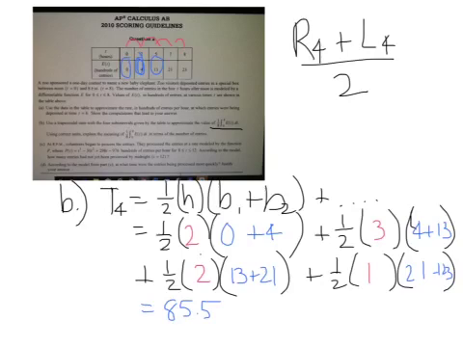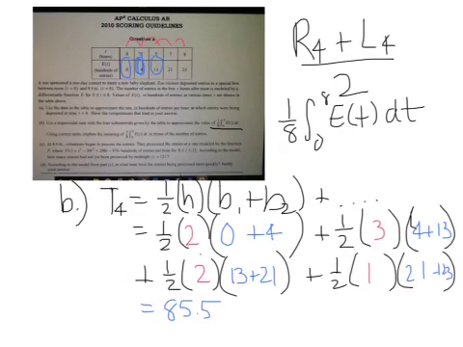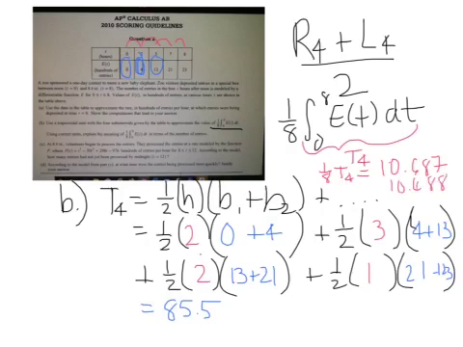85.5. Now that is my trapezoidal sum, but we need to actually take all that and use it to approximate this, 1/8 of the integral from 0 to 8 of E of t dt. So my trapezoidal sum, T4, actually approximates this. And so I need to do 1/8 of what I got for T4 to get that actual value. And there are 2 possibilities here. I could have 10.687 or 10.688. They would accept either of those answers.